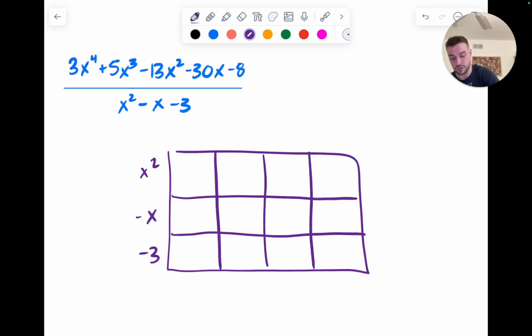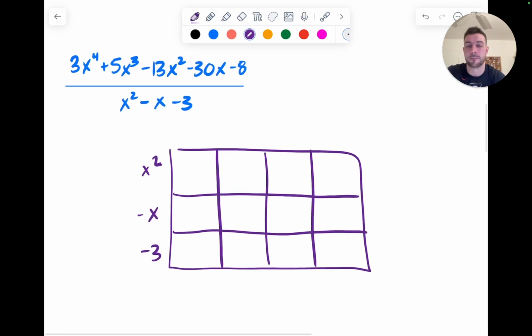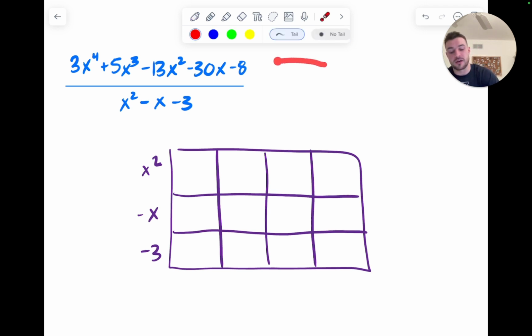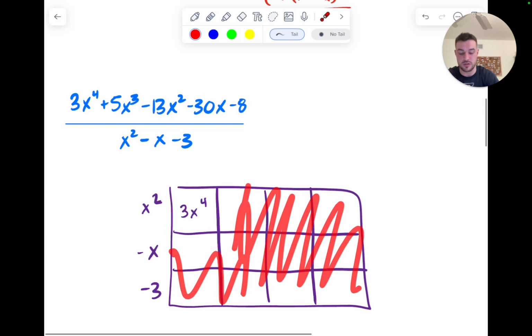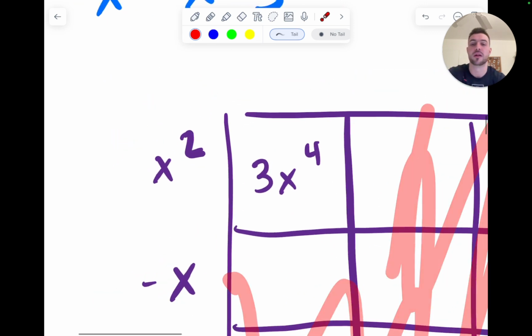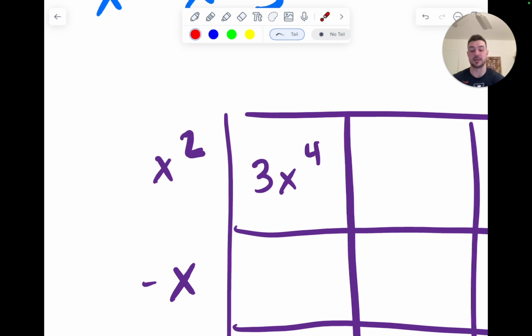So I'm going to first clean up that 2 on my x squared, and now I'm going to start filling in. I need to slowly but surely start taking care of these values that are part of what we are dividing. So just like we did with long division, I'm going to start with the first value. So in my top left box, I'm going to put a 3x to the fourth. For now, I'm going to ignore all of these other boxes, and we are just going to focus on this one here.